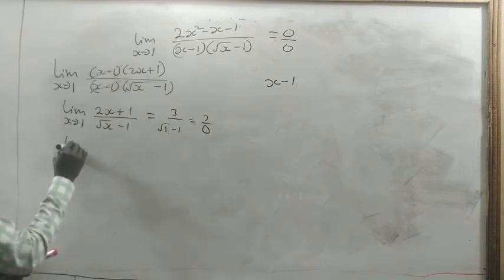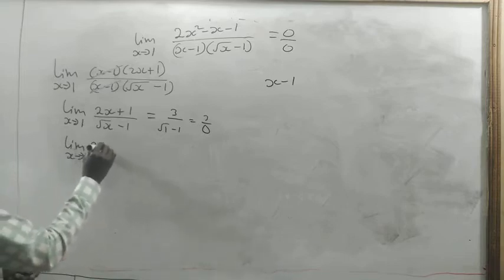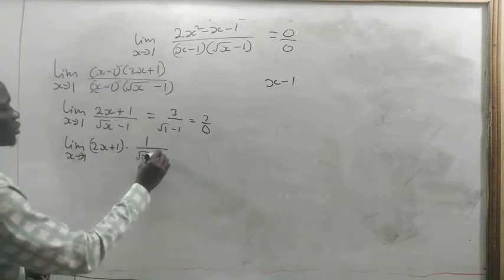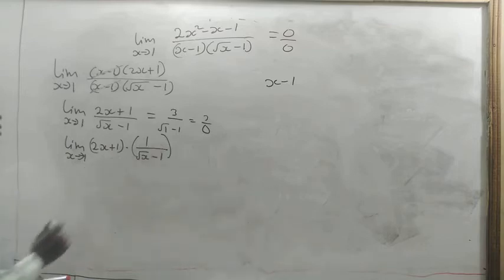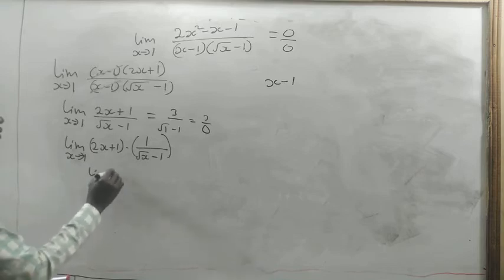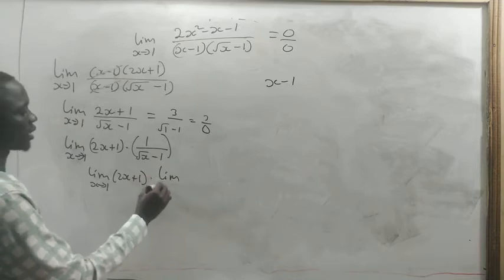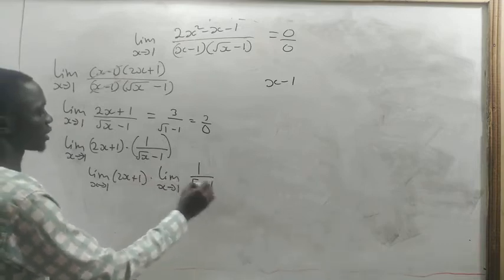So this is the same as the limit as x approaches 1, 2x plus 1 times 1 divided by square root of x minus 1. So from the product rule, we take the limit. The product of the limits is the limit of the product. So we take the limit as x approaches 1, 2x plus 1 times the limit as x approaches 1, 1 divided by square root of x minus 1.